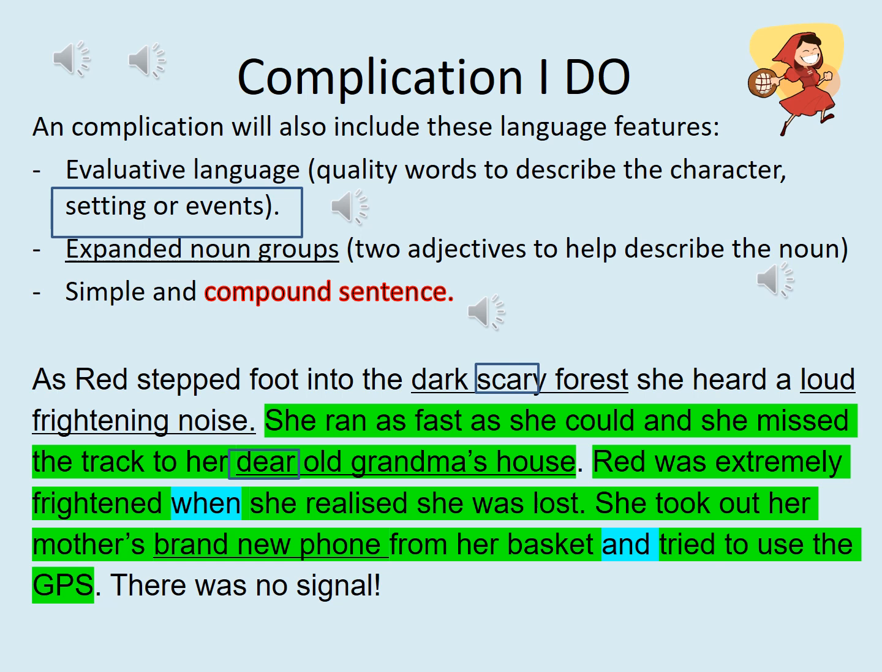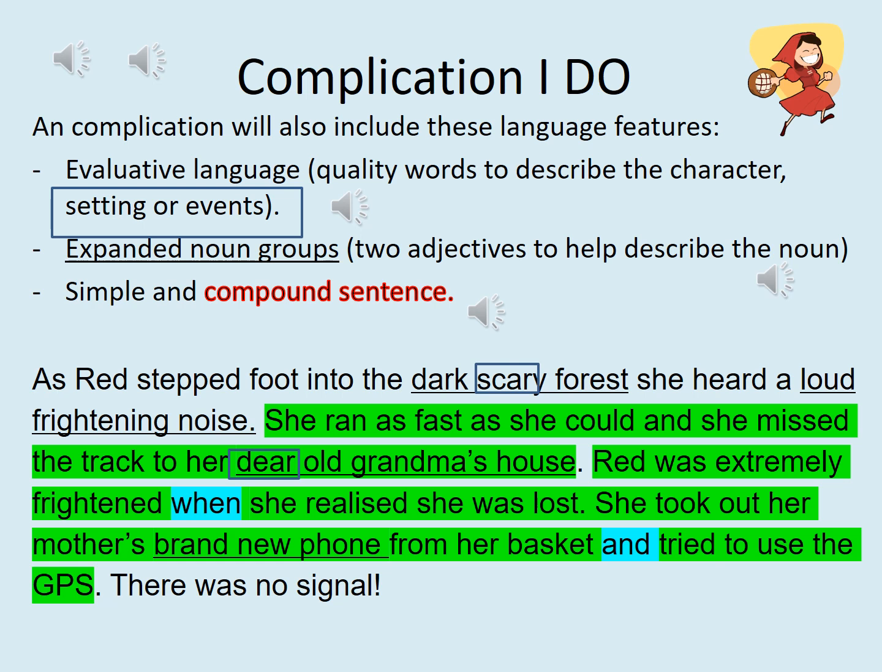Let's look at expanded noun groups. So don't forget, an expanded noun group has two adjectives or describing words that describe the noun, the person, place, or thing. So I've underlined the expanded noun groups in my story. So I have dark, scary forest. Dark and scary are adjectives. Forest is a noun.